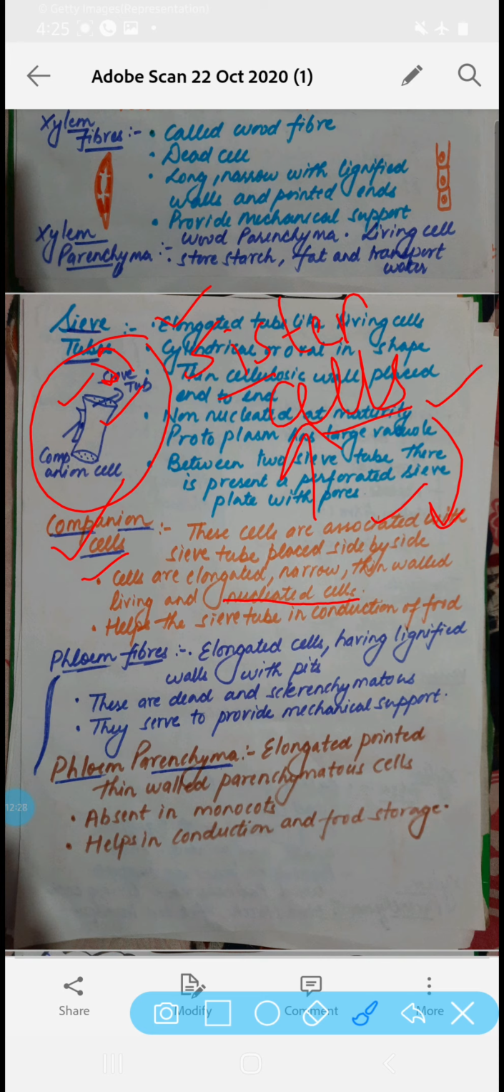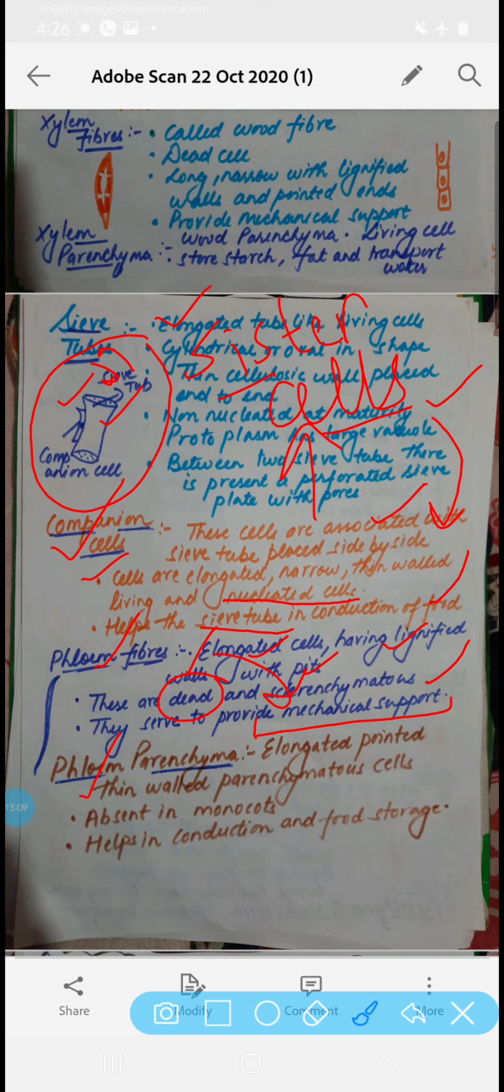So these companion cells help in the conduction of food with the help of the sieve tubes. Now the next one is phloem fiber. Again, the fiber part of sclerenchyma. The cells are elongated, having a lignified wall with pits. These are dead cells, and sclerenchymatous because fiber is there. They serve to provide mechanical support. Since they are dead, any dead cell can only provide mechanical support.